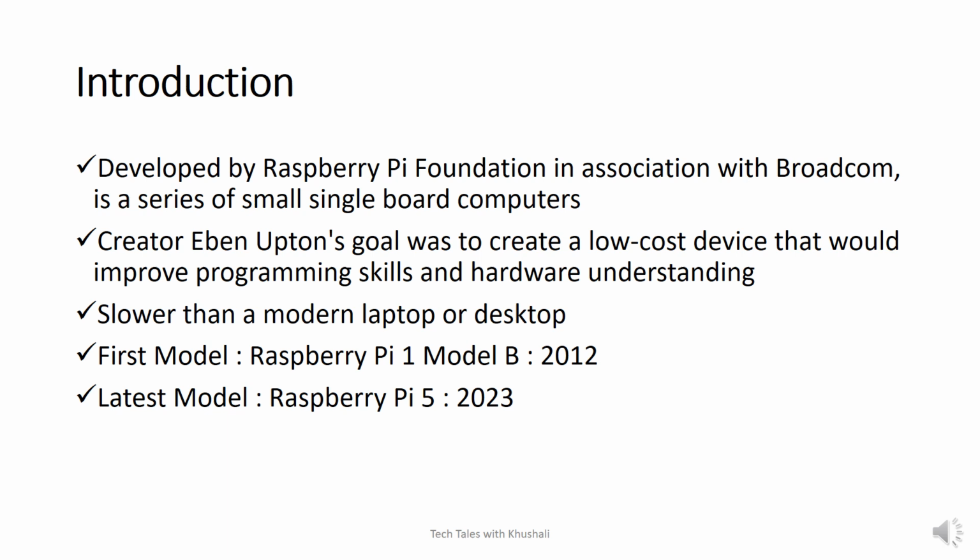The first version was developed in the year 2012, and the model was Raspberry Pi 1 Model B. And the latest version is Raspberry Pi 5 in 2023.